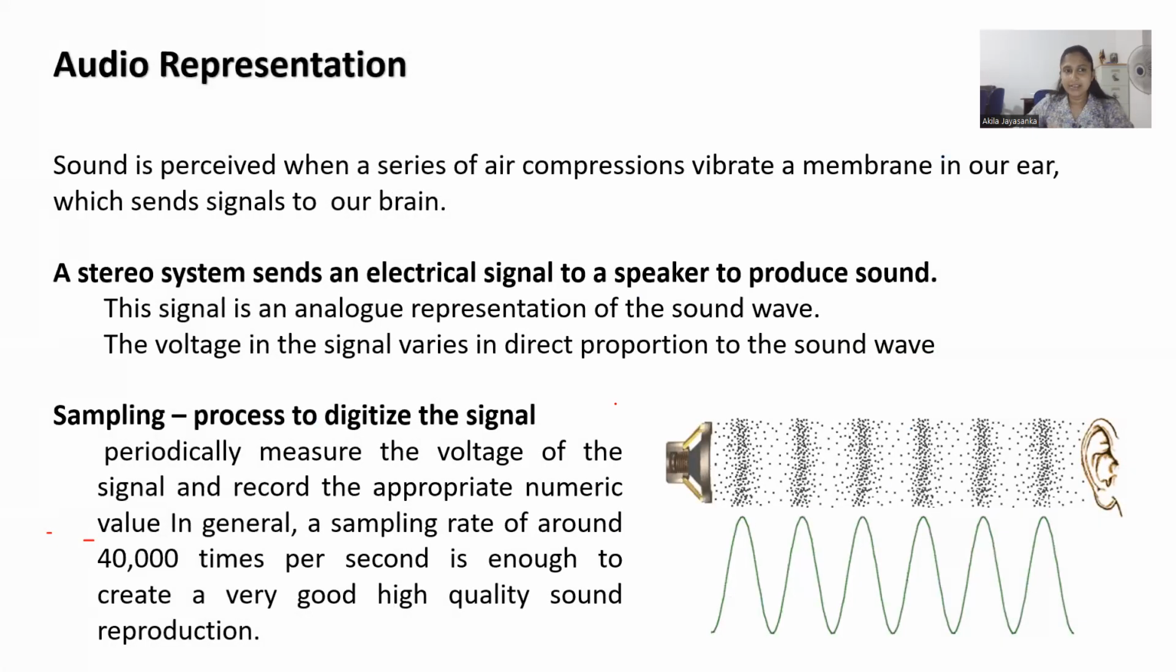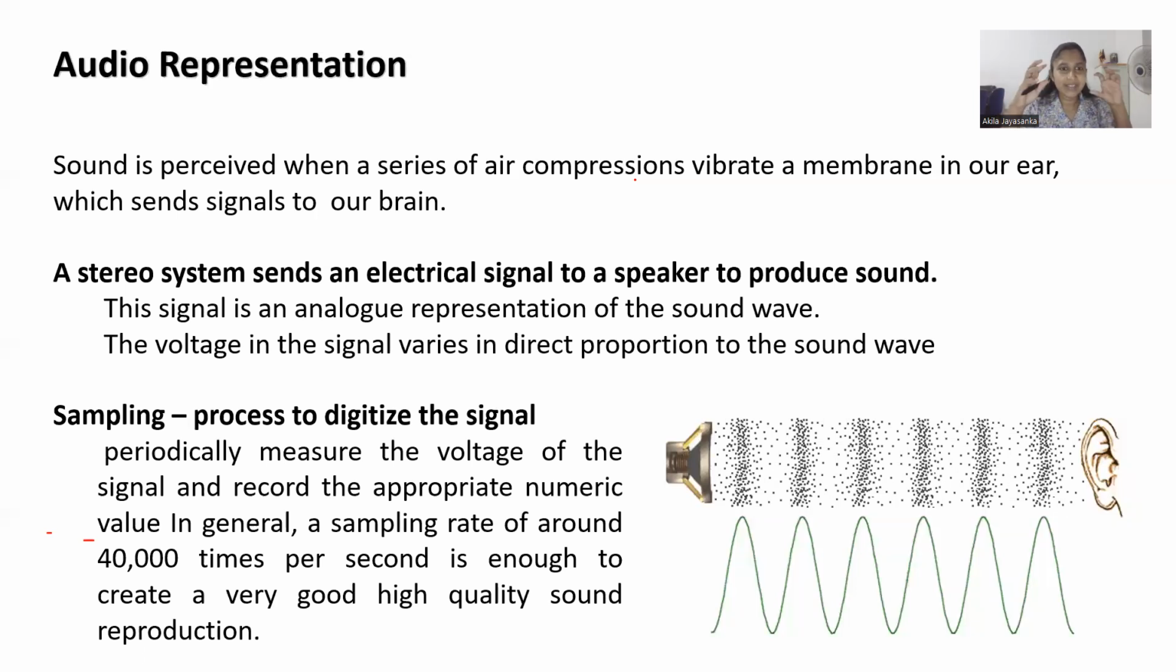Audio representation here. Sound is perceived when a series of air compressions vibrate a membrane in our ear which sends signals to our brain. Right. අපි සාමාන්‍යයෙන් ශබ්දය කියන එක අපේ කනට එනවා ඊට පස්සේ කන ඇතුලේ මේ දේවල් process වෙලා තමයි අපේ මොලේ හරහා අපි මේ sound එක ගන්නෙ. එහෙමනේ වෙන්නේ අපි normal process එකේදී, right?